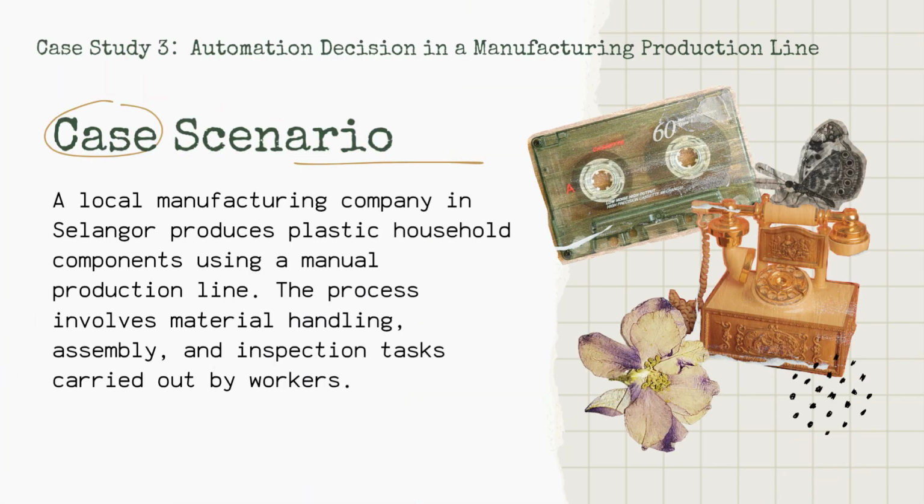Third case study is automation decision in a manufacturing production line. A local manufacturing company in Selangor produces plastic household component using a manual production line. The process involves material handling, assembly, and inspection tasks carried out by the workers.